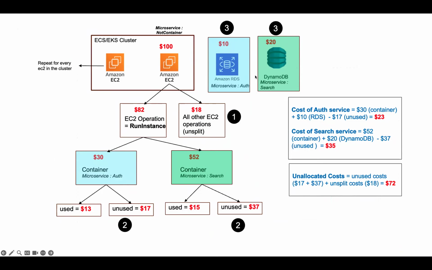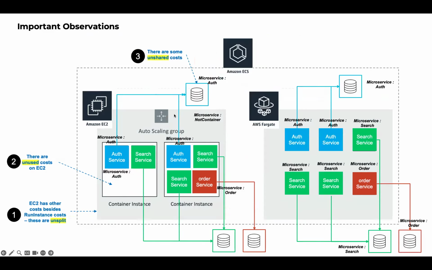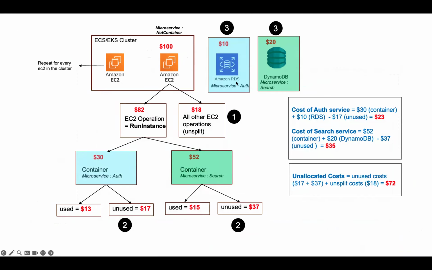Now, what are the two objectives that we're trying to do? As we said in the previous picture, we don't want the cost of the EC2, we want the cost of the auth service and the search service, right? So how do we compute the cost of the auth service? In this case, the auth service uses its RDS instance, so it'll be this $10 plus the $30 associated with running the container. But while running the container, there's certain unused costs as well, which is like $17. So really, the cost of running this auth service is $10 plus this $13, which is $23, right?